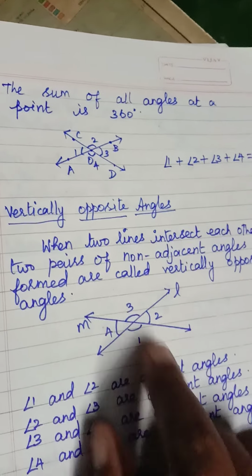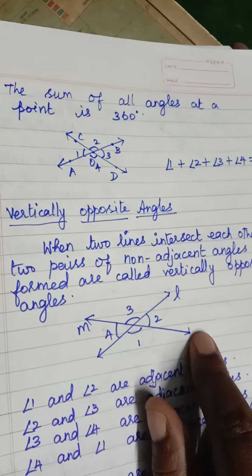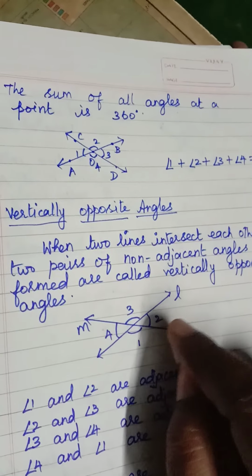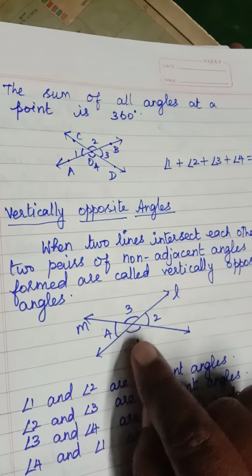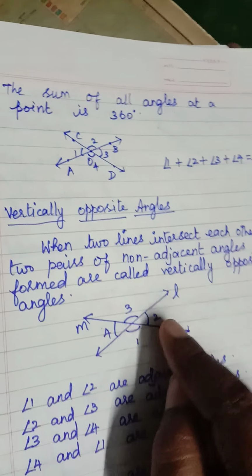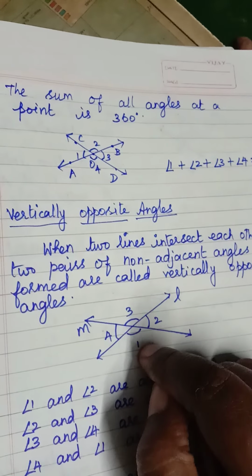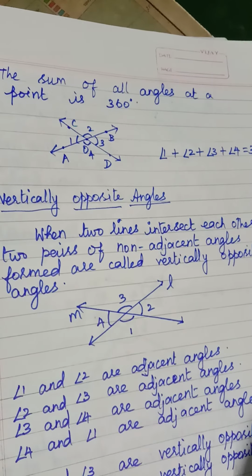Next we can see vertically opposite angles. What are vertically opposite angles? When two lines intersect each other, there will be adjacent angles. Angle 3 and angle 4 are adjacent. Angle 2 and angle 3 are adjacent. Angle 1 and angle 2 are adjacent. Angle 1 and angle 4 are adjacent angles. What about angle 1 and 3? What about angle 2 and 4? Angle 1 and 3 are said to be vertically opposite angles. Angle 2 and 4 are said to be vertically opposite angles.